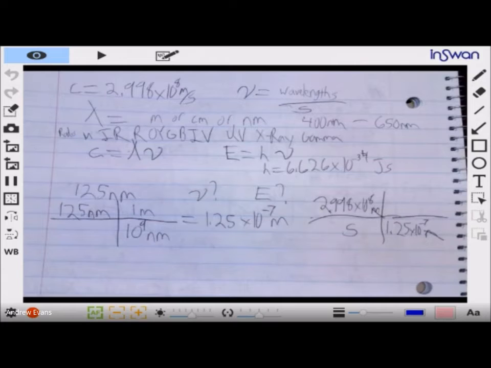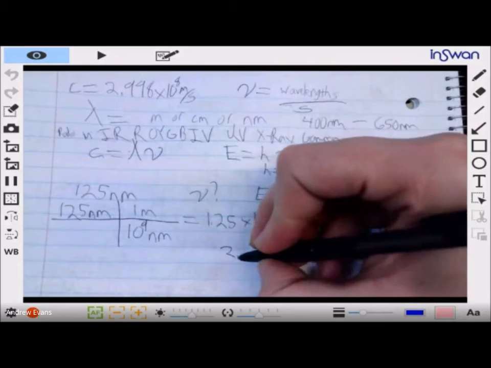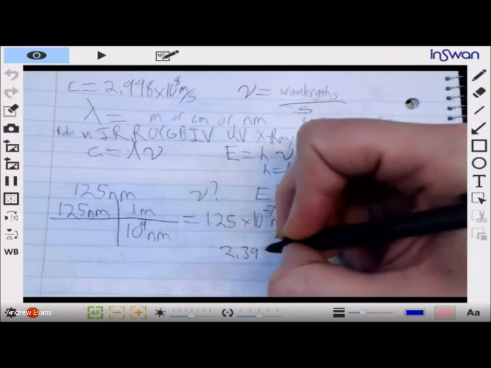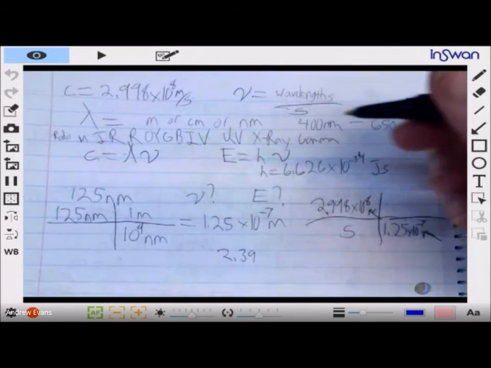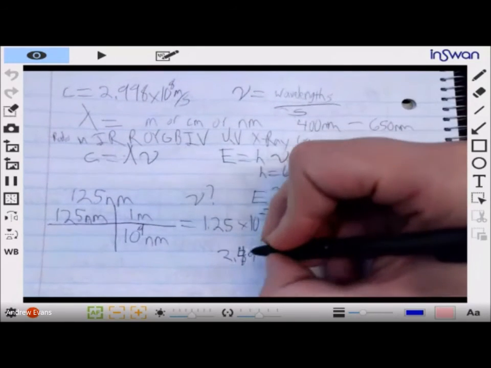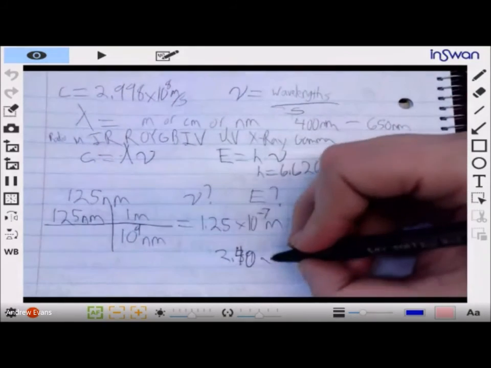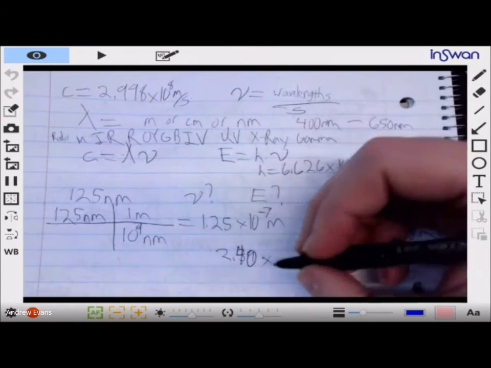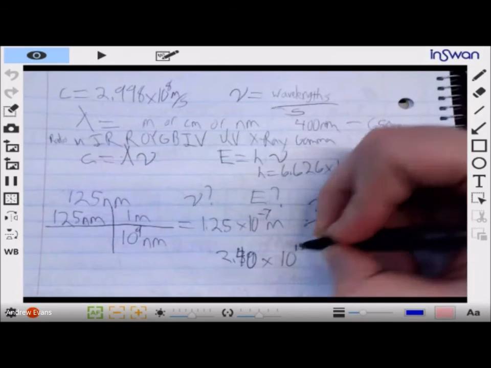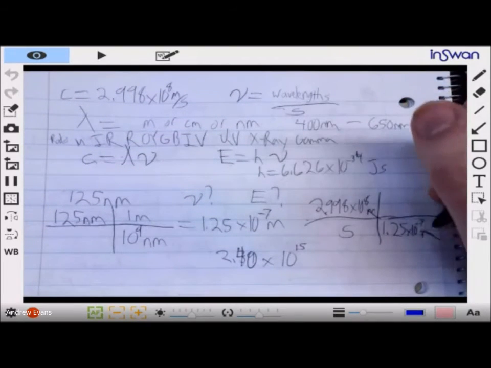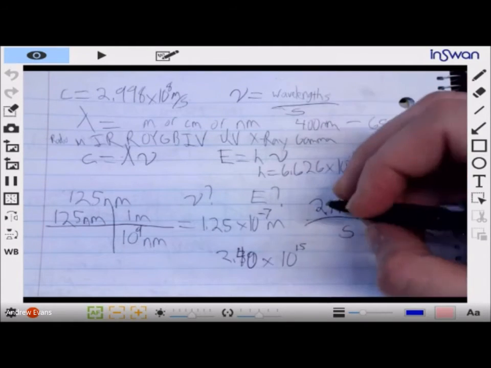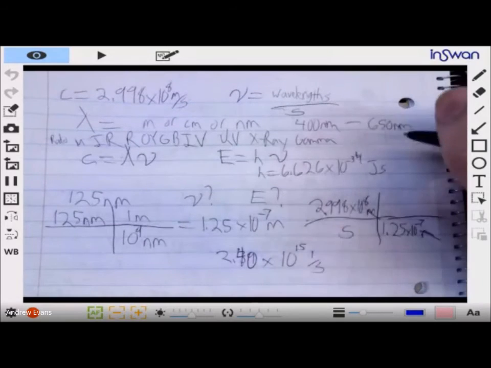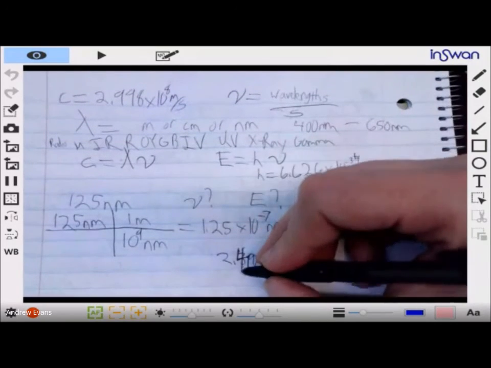2.998 divided by 1.25, we're going to get a number something like 2.39. We'll say 2.40, rounding up to sig figs, but times 10 to the 8th divided by 10 to the negative 7th is going to be 10 to the 15th. Because I'm dividing by 10 to a negative number, this number should be going up. Now, 2.40 times 10 to the 15th.